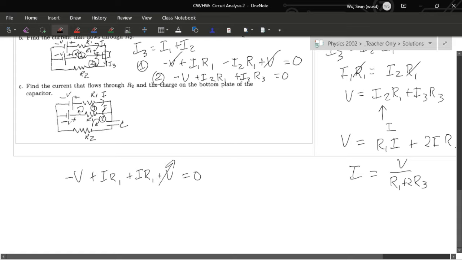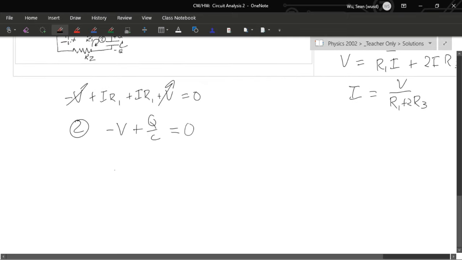So these are going to cancel. Actually, this says that the current is going to be equal to 0. That's kind of interesting, because then when we go around this second loop, loop 2, all we have is minus V plus Q divided by C, if I'm defining this to be plus and this to be minus, is equal to 0. And so all this one has is that this charge Q is going to be equal to V times C. And that's it for that one.